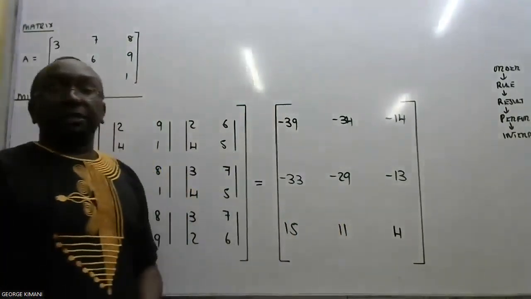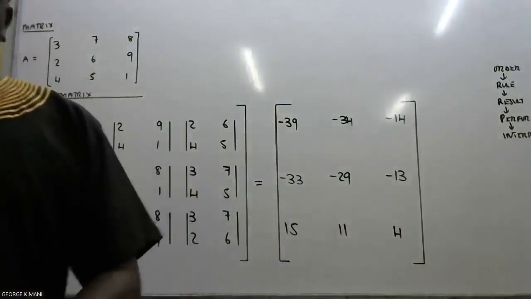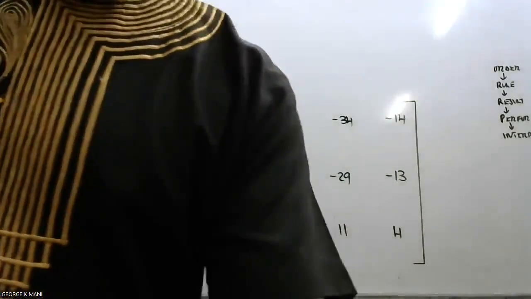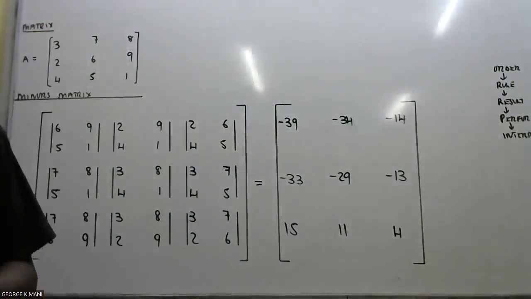Good. Copy up to that point. That's how you create the minor matrix.